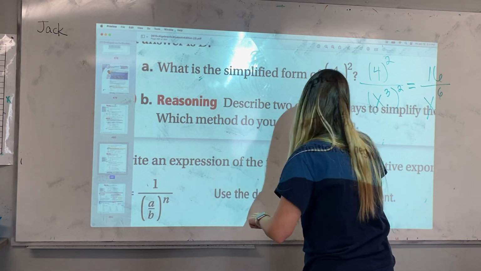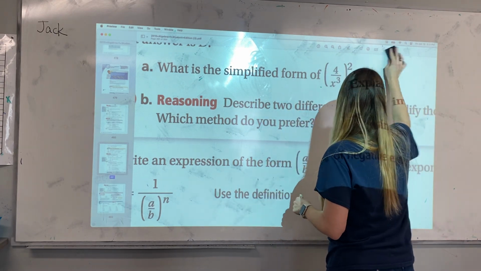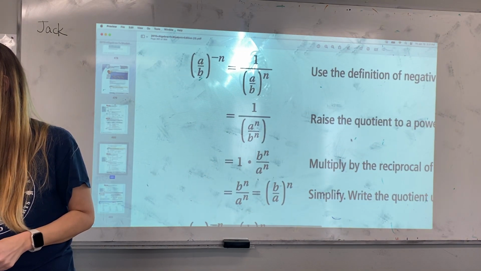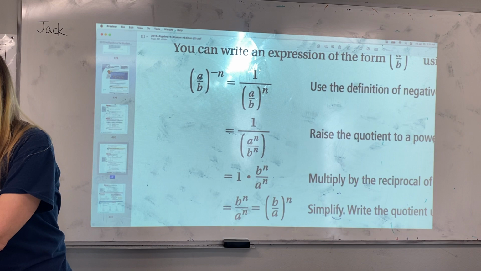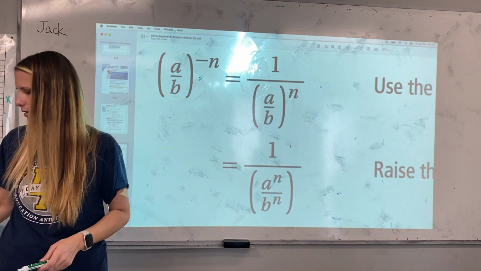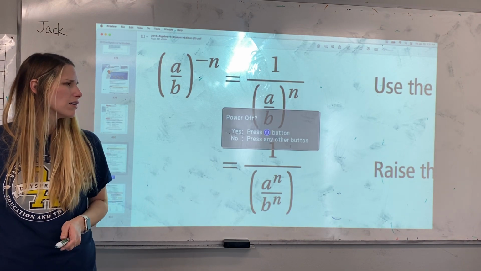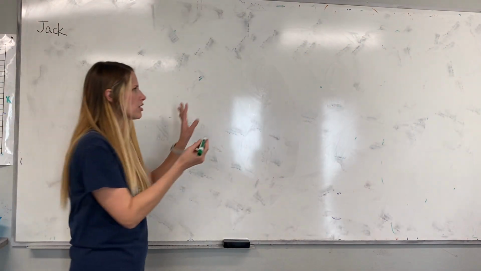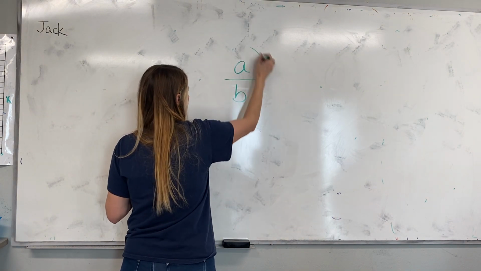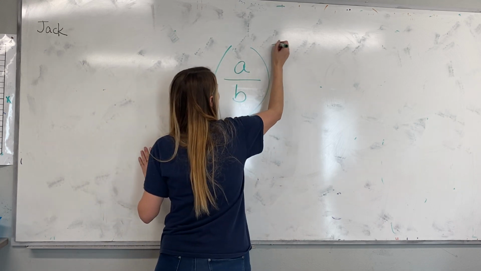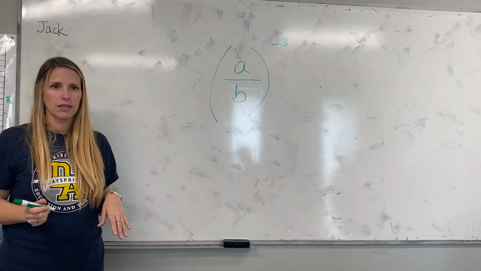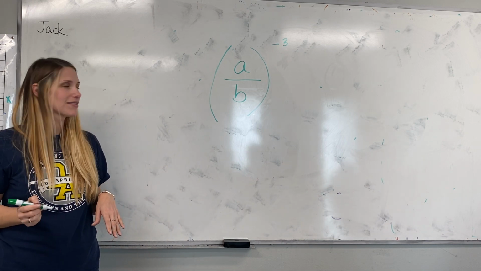Okay, I have one more thing to tell you. This is a fun one. It's going to look weird. I'm just going to write it because it looks weird. All right, so what if I have A over B to the negative 3 power? That means, wait, no, 1 over AB.